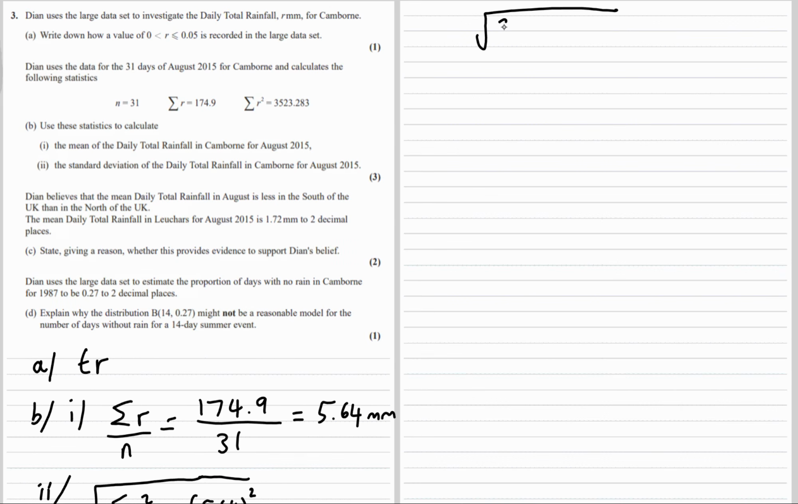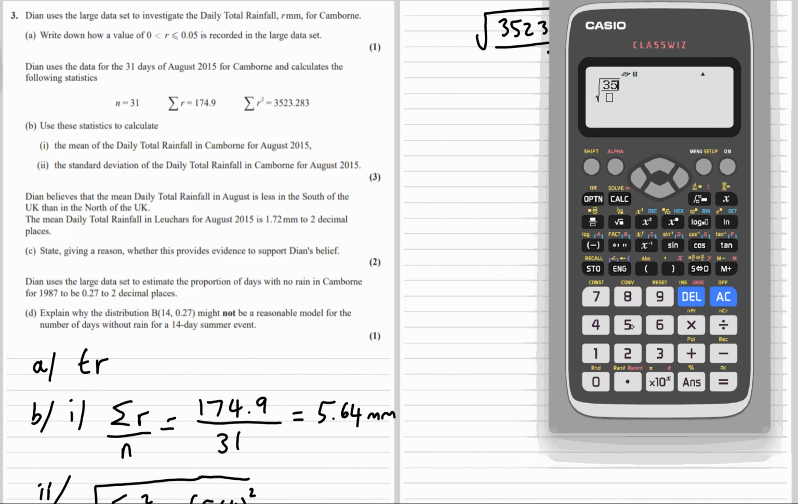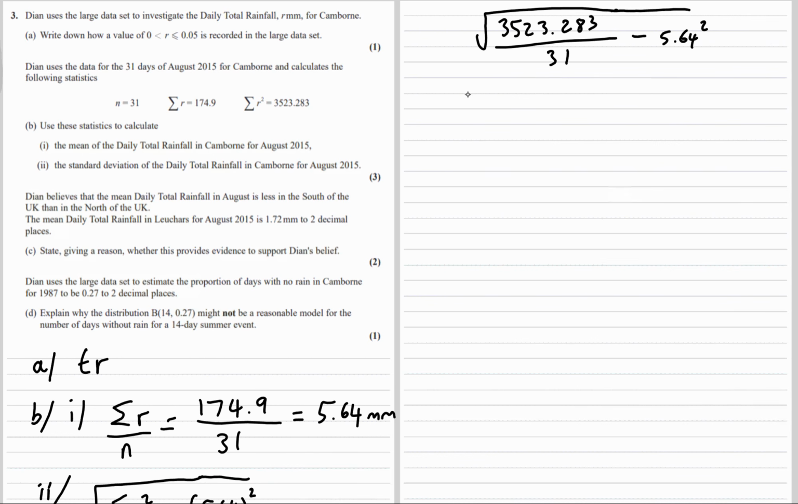So that is the sum of R squared, 3,523.283 over 31 minus 5.64 squared. So we can just type that into the calculator. 3,523.283 over 31, take away answer squared. And that's 9.05. So that's 9.05 millimeters again.